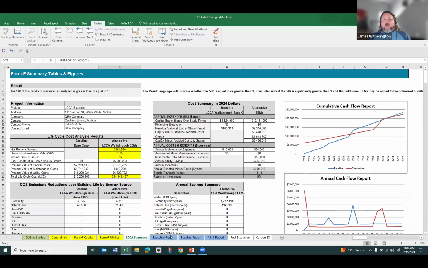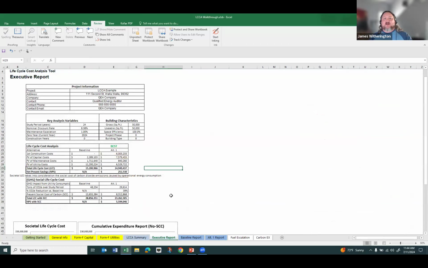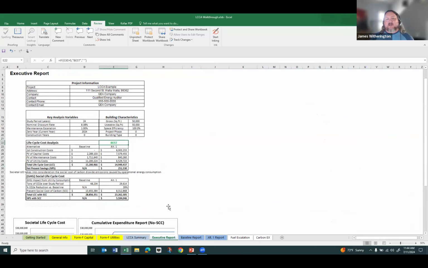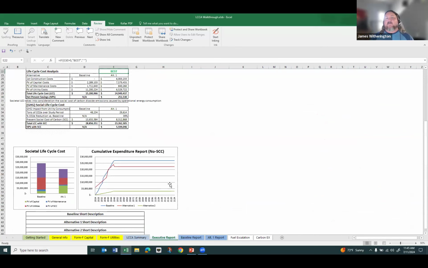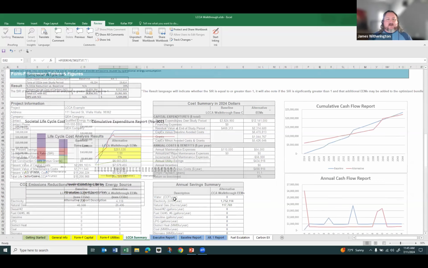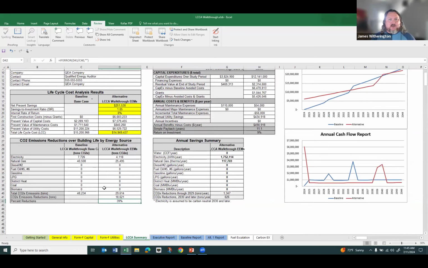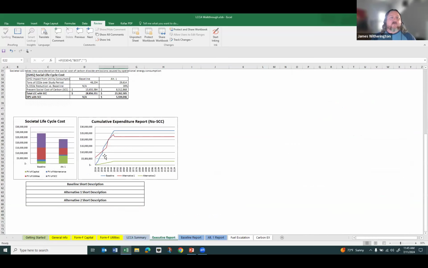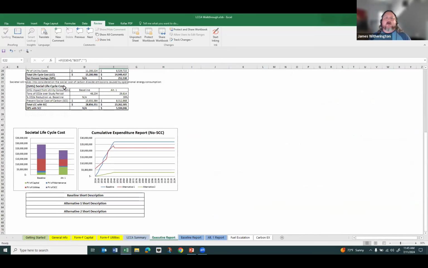And I think the remaining tabs, this is an executive report. It's a lot of the same data that's pulled into the LCCA summary, and it's a carryover from the OFM lifecycle cost tool. But if you see here, this will tell you which alternative is the most cost-effective alternative. There's not much more to this. This does include the societal life cost. So it includes the social cost of carbon, is one of the other analysis, and I believe it's included here and in the executive report for the societal life cost.